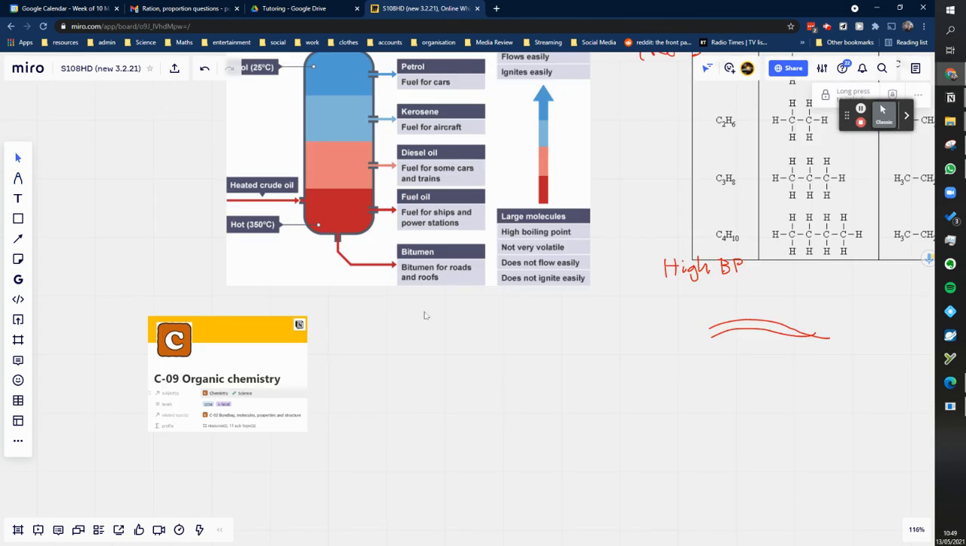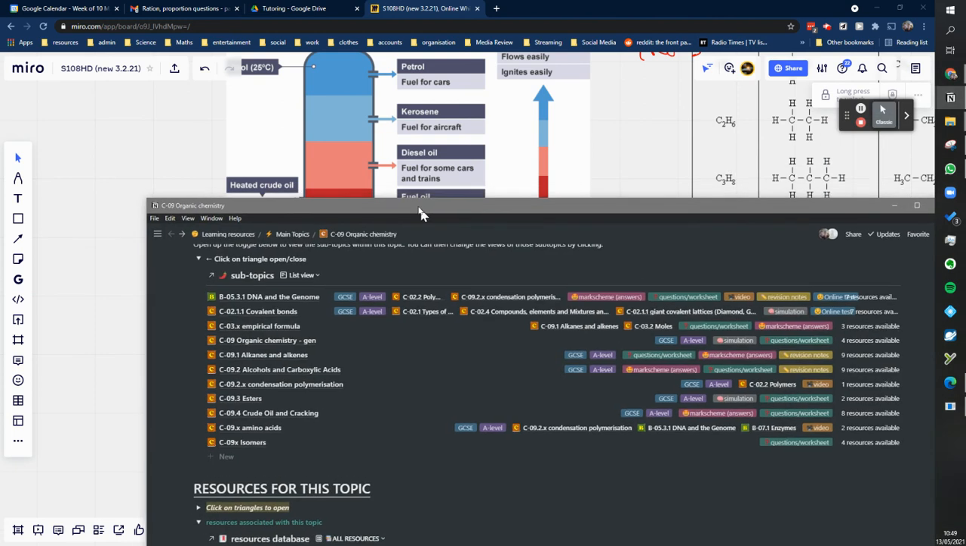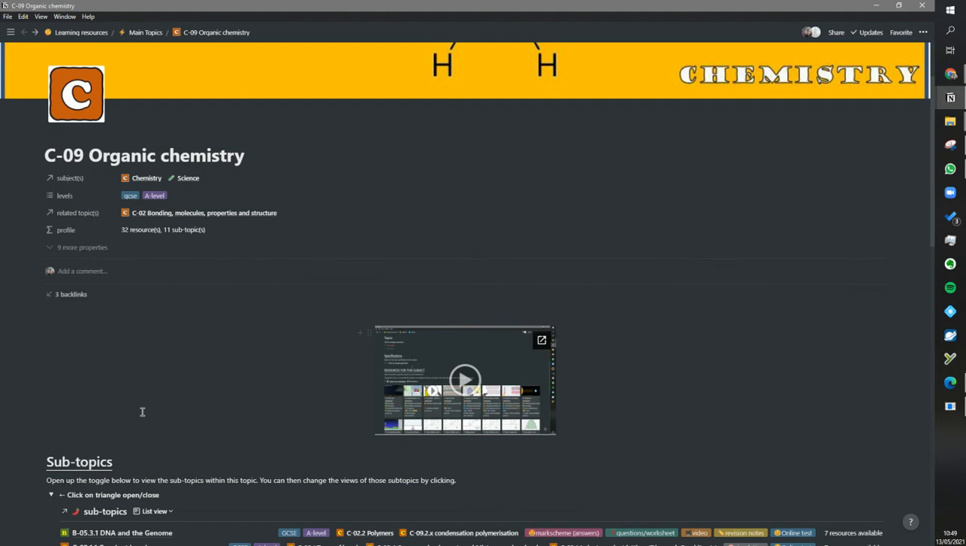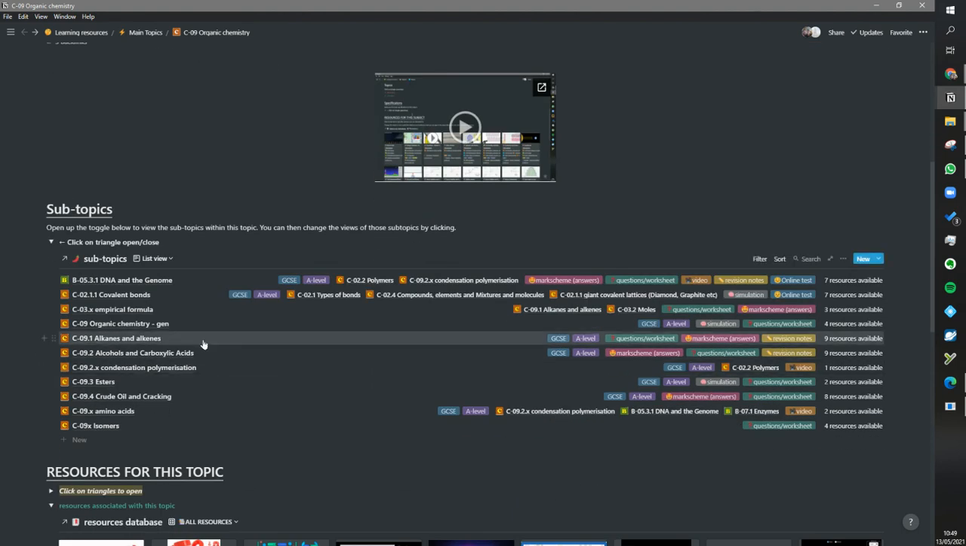Okay, so I've got a link here to the organic chemistry section of my database, and if we look over it now, there's a video here that shows you how to navigate all of this, but let's look inside of here. We have some related subtopics. As you can see, one's a biology topic because you study DNA when you study DNA in chemistry, and that relates to organic chemistry. And so we've got some alkanes and alkenes. We have 9 resources available there. You can see on the right hand side, we've got GCSE and A level, and we've got some questions and revision notes.